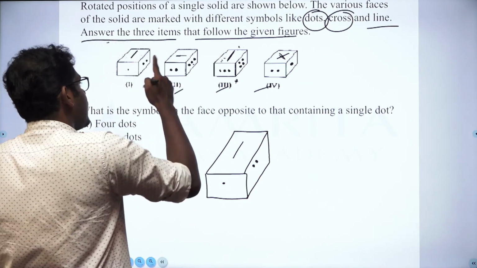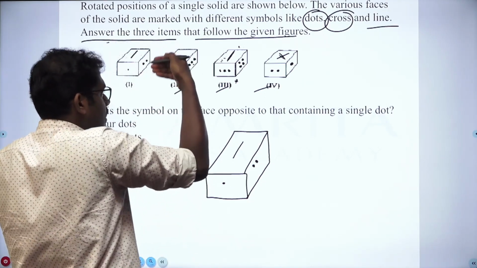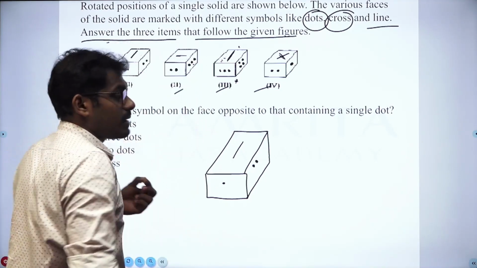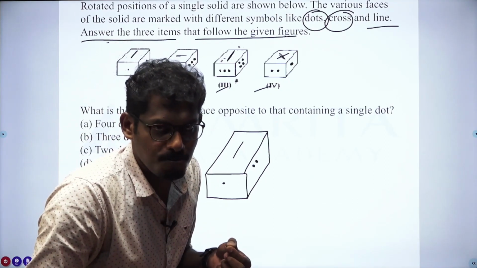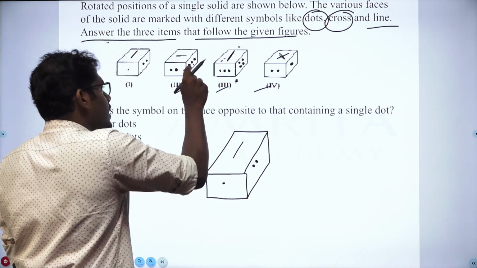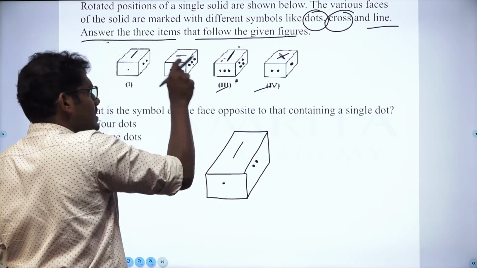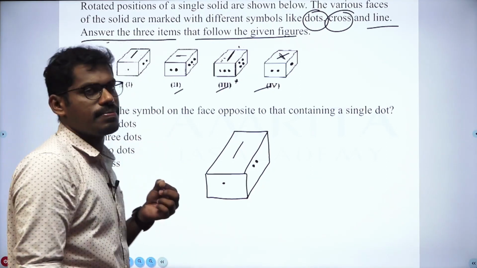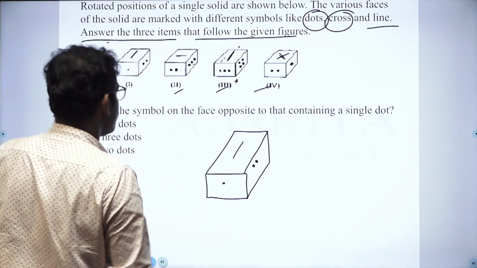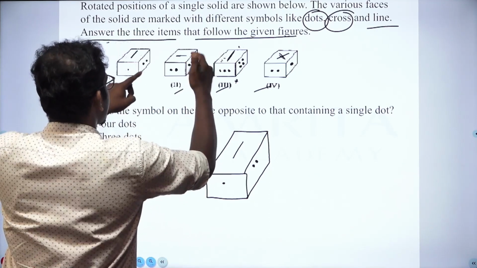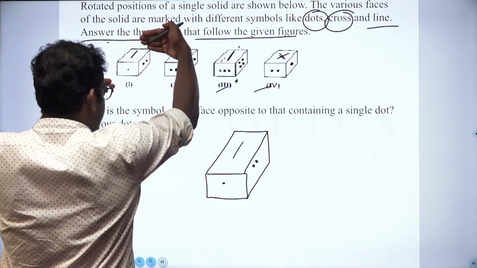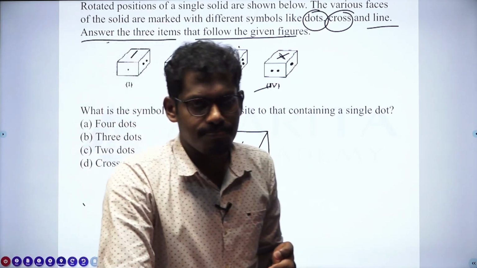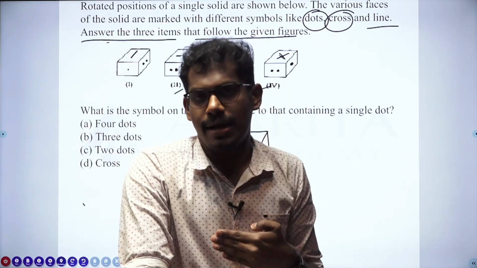Okay. When it rotated 90 degree towards right, this 3 dot comes at the right side. If the 3 dot has to come at the right side when this figure rotates 90 degree towards right, then we can assume that these 3 dots would actually be at the back side. Back side means side opposite to 1 dot. I think you got the idea.